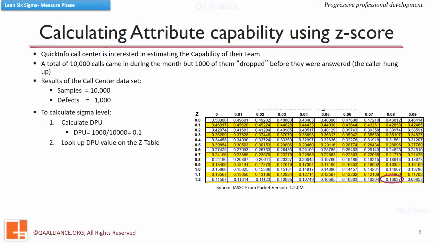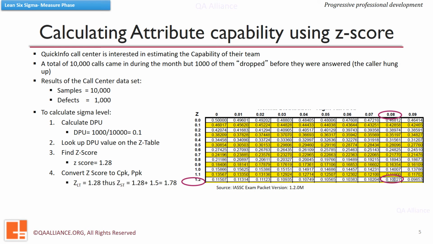Then we look for this value in the Z-table. Z-score is 1.28. Now, we convert the Z-score to CPK and PPK. Z long-term is 1.28, thus Z short-term can be calculated by adding 1.5, and we get 1.78. To calculate CPK and PPK, we'll divide these values by 3 each. We can see that the process doesn't look capable.